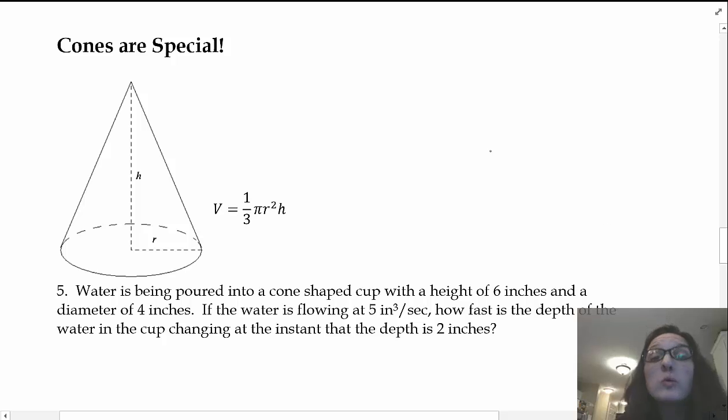Now, cones are special. They're very special. And when we deal with cones, we have to look for a couple different things, and I'm going to walk you through that right now.